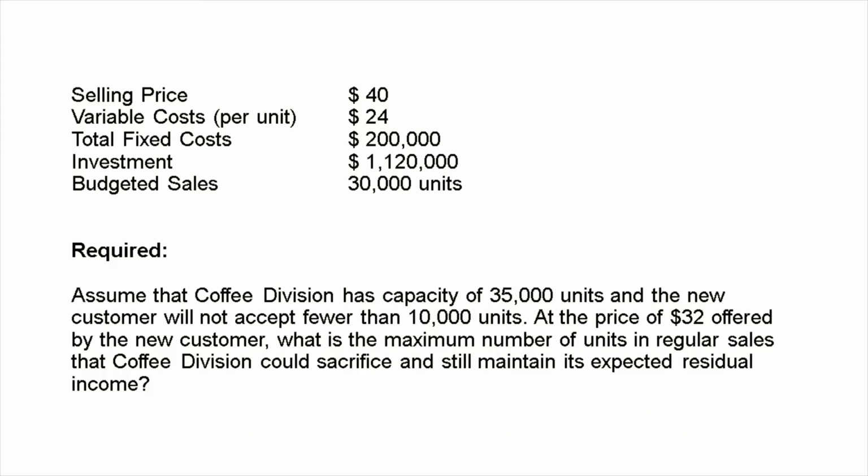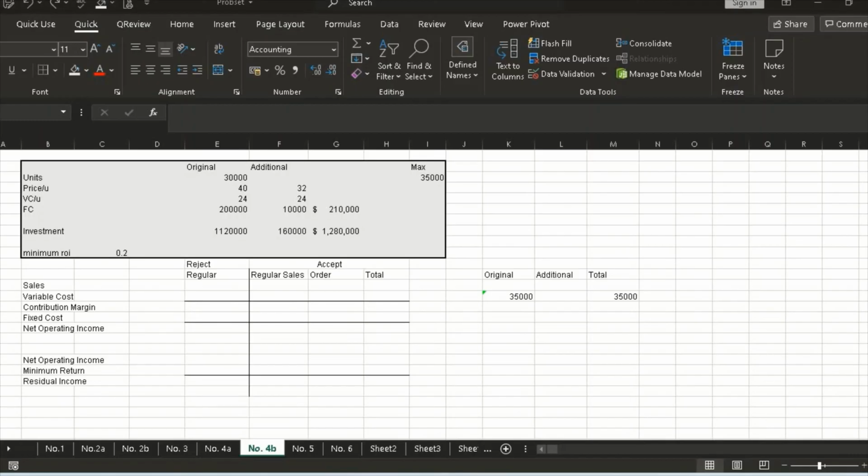As a follow-up in the situation earlier, we have a maximum capacity of 35,000 units, and we are asked to compute for the number of the units corresponding to the regular sales that we are willing to sacrifice to accommodate the order of 10,000 units. To properly evaluate whether we must accept the offer or not, we must first calculate the residual income that we have from the regular sales.